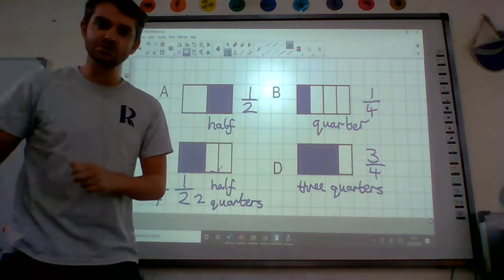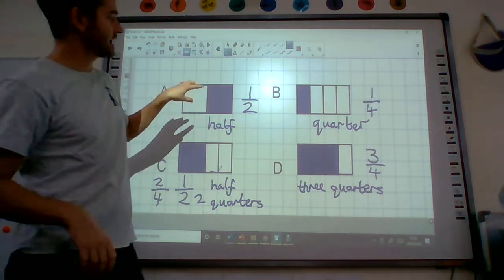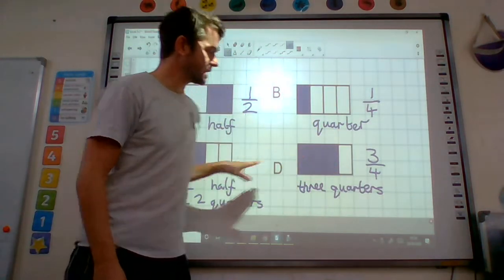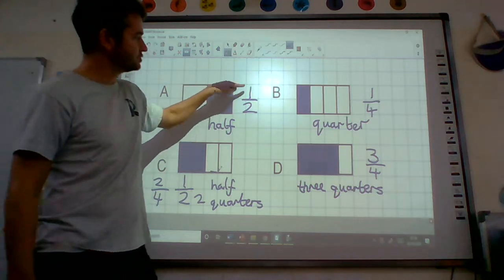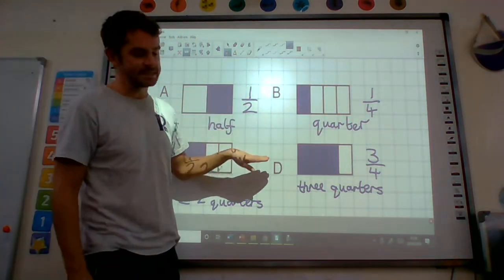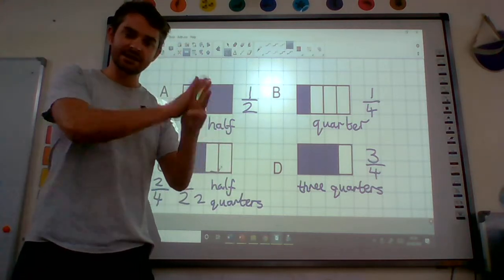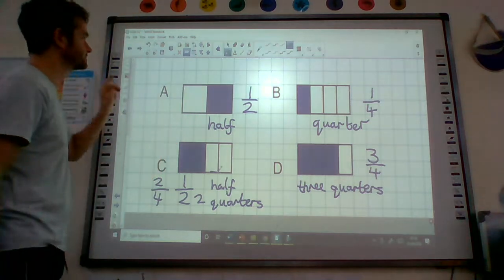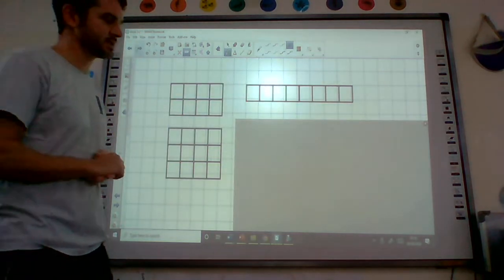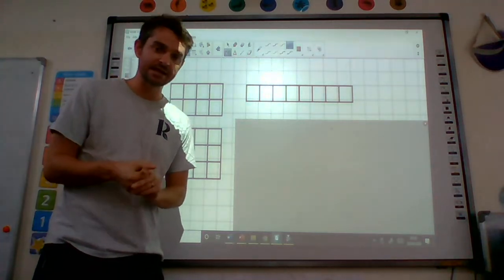Well done if you got all of those right. If you didn't, think carefully about where you went wrong. Are you getting this bottom number incorrect, or are you making a mistake with the numerator, the top number? We're going to concentrate on D today. Yesterday we looked at 1 quarter. Today we're looking at 3 quarters. Before we do that, I want to revisit a mistake that lots of people made yesterday.